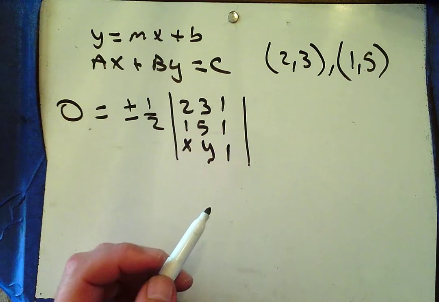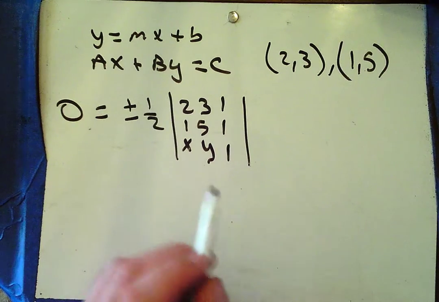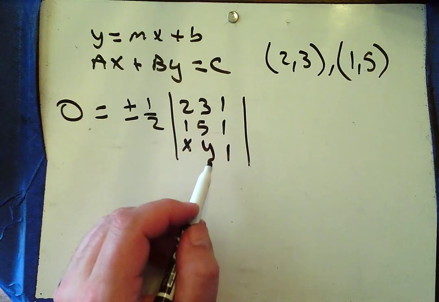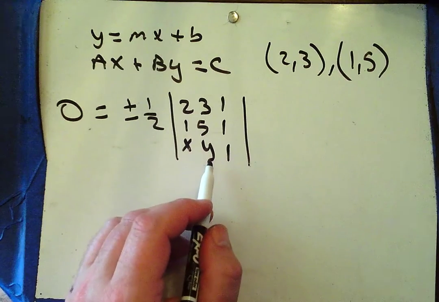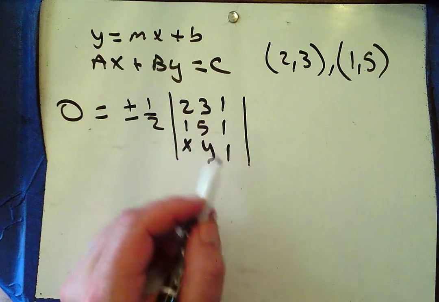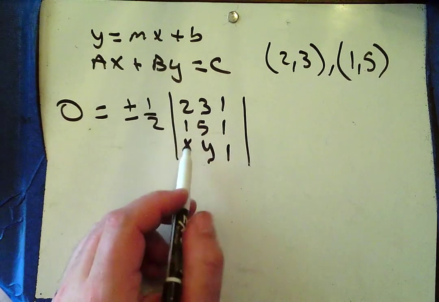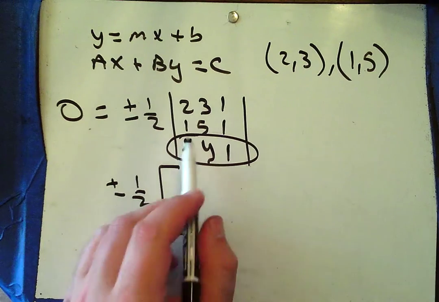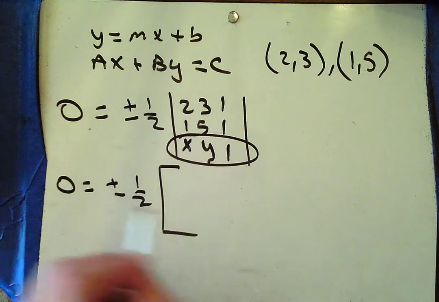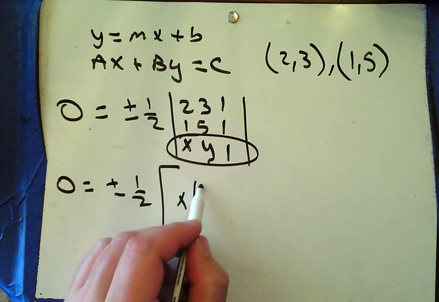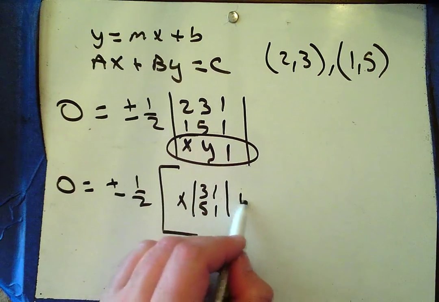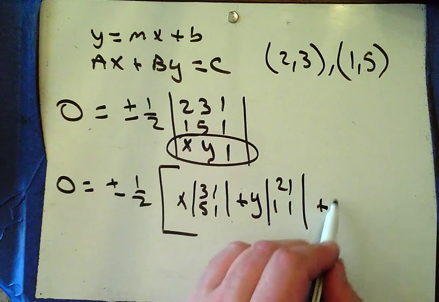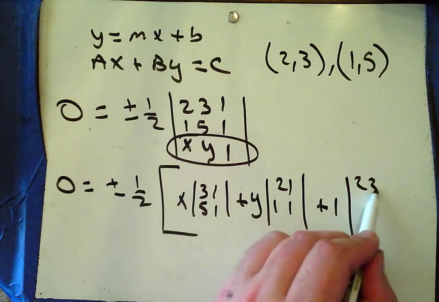And so now I want to expand along a row or column. This actually is much harder on people's brains if they try and do the diagonal method for finding this determinant. And I have to do this by hand. I can't use the calculator here. So let's expand along this row and see what we get. Plus and minus 1/2. And now we've got x times the determinant of [3, 1; 5, 1], plus y times the determinant of [2, 1; 1, 1], plus 1 times the determinant of [2, 3; 1, 5].